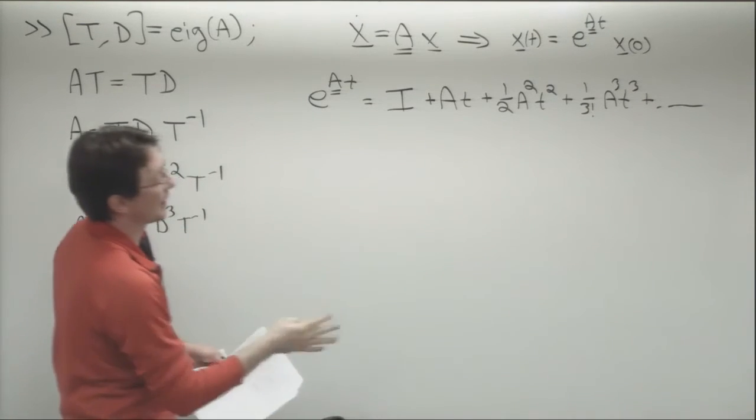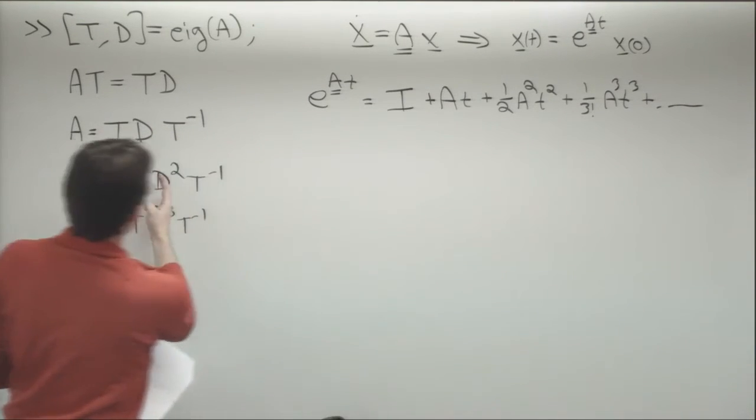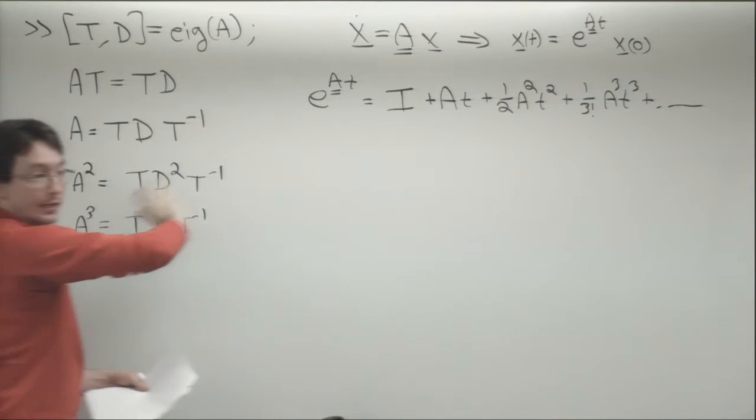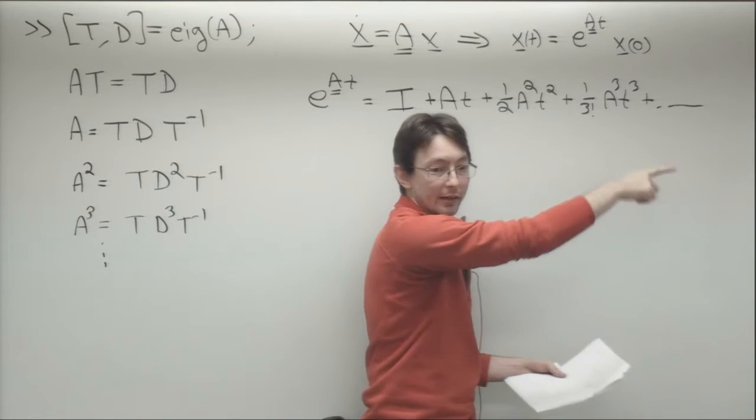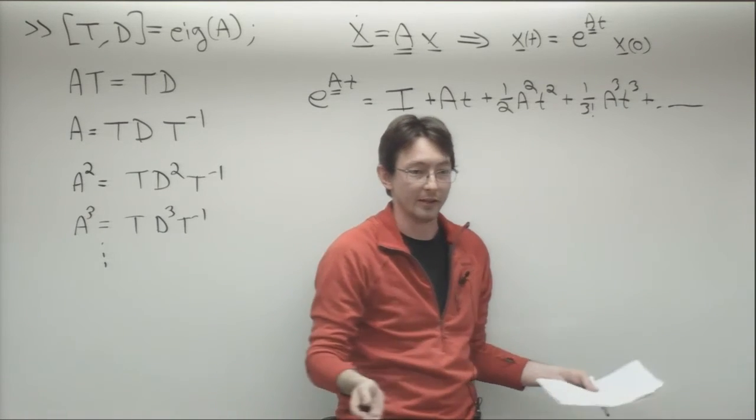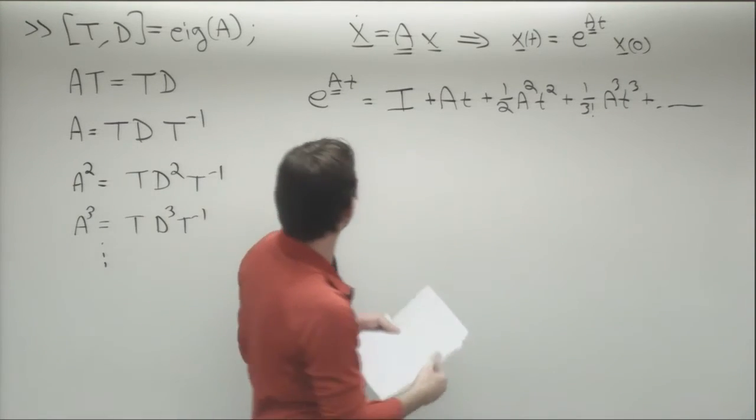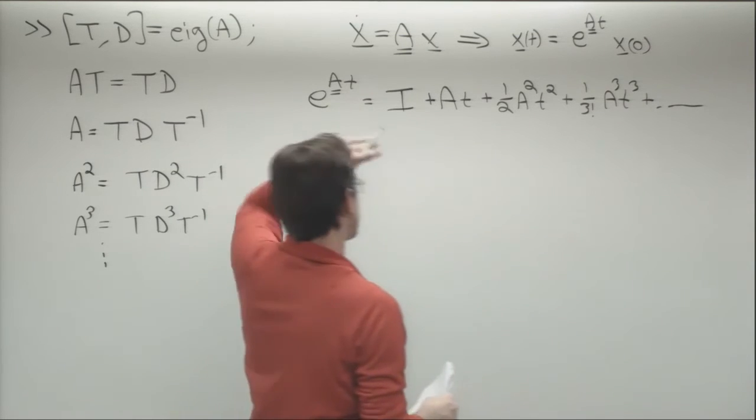Okay, but now what we can do, this is really cool, we can factor out a T on the left and a T inverse on the right. Because I don't want to be computing A to the fifth and A to the tenth. Try it sometime for a real A matrix. It sucks. You can't do it, and you'll never get a nice expression.